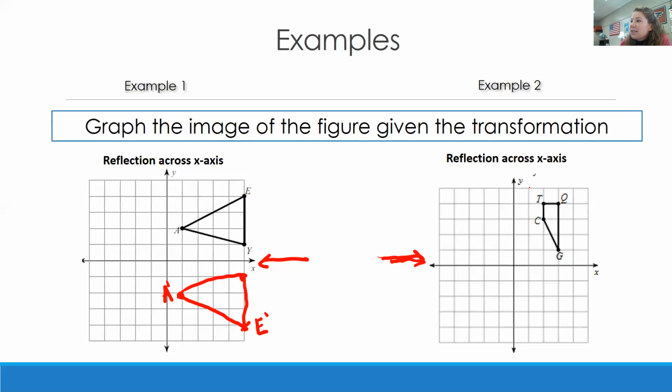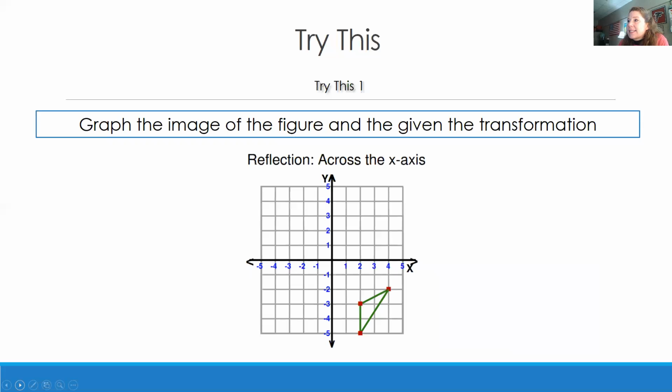All right, same thing with this quadrilateral over here. If we're going to flip it over the x-axis, G was 1 above, it's going to be 1 below. C is 1, 2, 3 above, we're going to go 1, 2, 3 below. T is 4 above, we're going to do 4 below. And Q was 4 above, we're going to do 4 below. And that is our congruent figure, sort of. And so that's how you reflect.